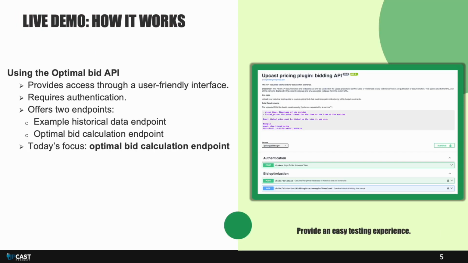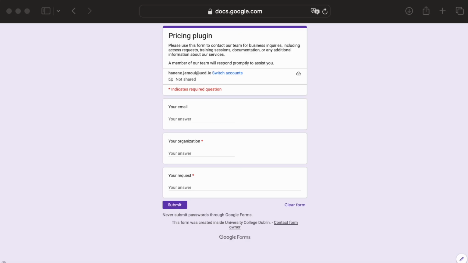Now, let's move on to the demo of the Optimal Bid API. The REST API documentation follows OpenAPI standards and is presented through a Swagger interface. This system lets you both test the API and easily understand the required input parameters and the expected output formats. If you'd like to try it yourself, please reach out to us using this form. Once we receive your request, we will respond as soon as possible.